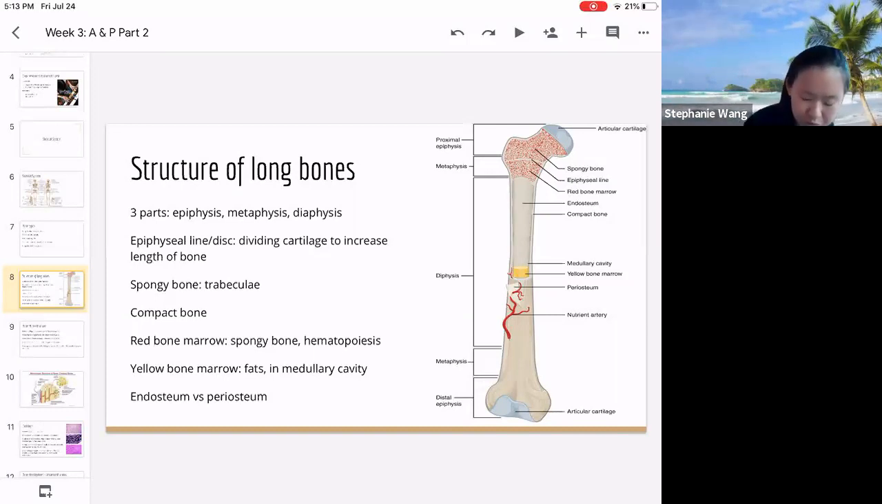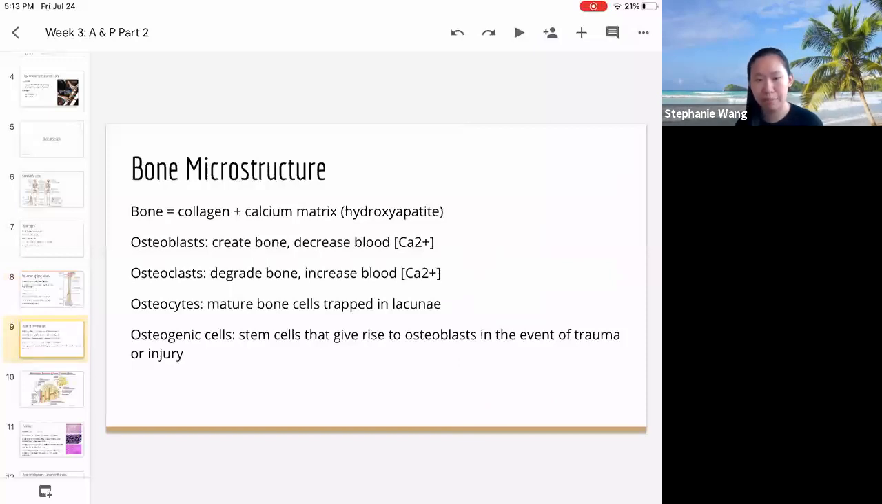Okay, next we're going to move on to bone microstructure, and what that means is if you zoom in onto the bone, what you'll see. So what you need to know right off the bat is what bone is made of. Bone is made of organic material and inorganic material.